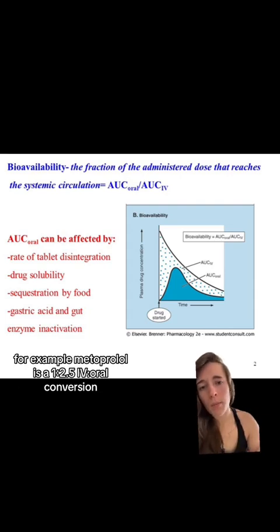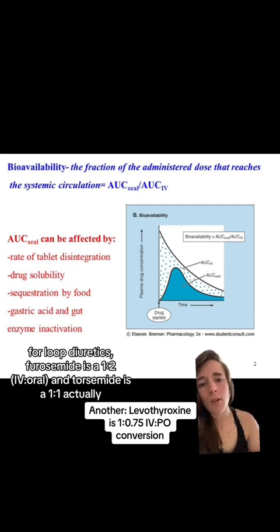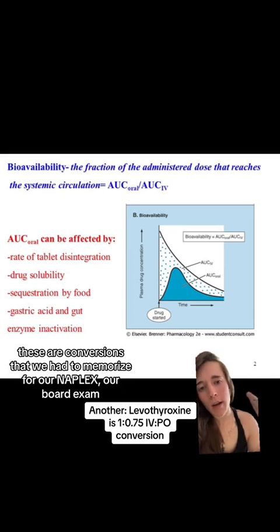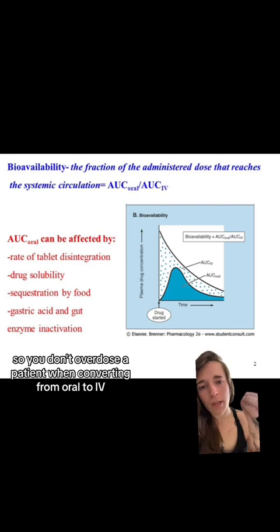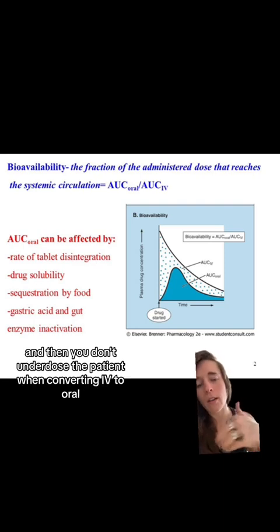For example, metoprolol is a 1 to 2.5 IV to oral conversion. For loop diuretics, furosemide is a 1 to 2, and torsemide is actually a 1 to 1. These are conversions that we had to memorize for our NAPLEX, our board exam. This is a very important concept, so you don't overdose a patient when converting from oral to IV, and you don't underdose a patient when converting IV to oral.